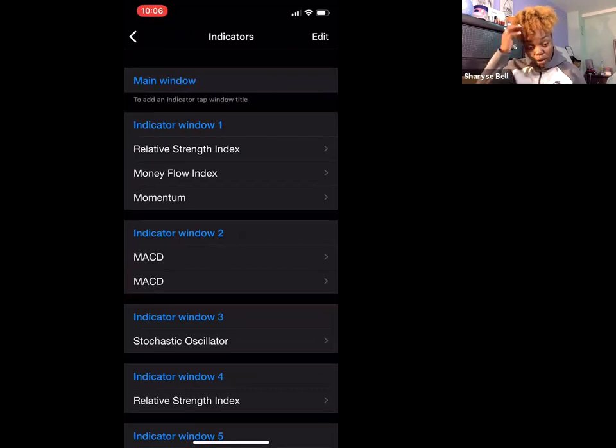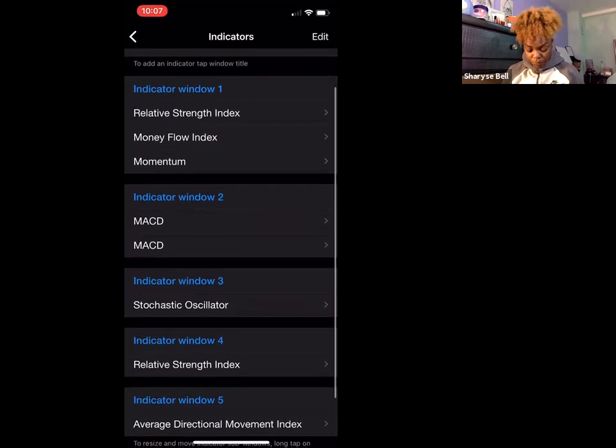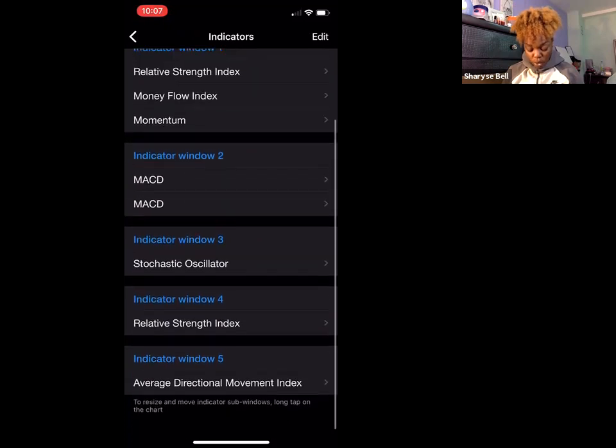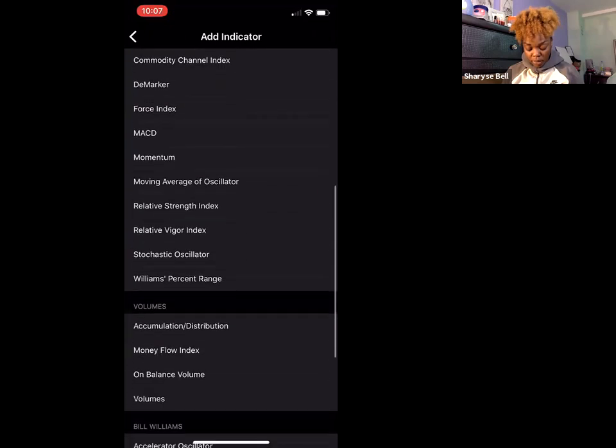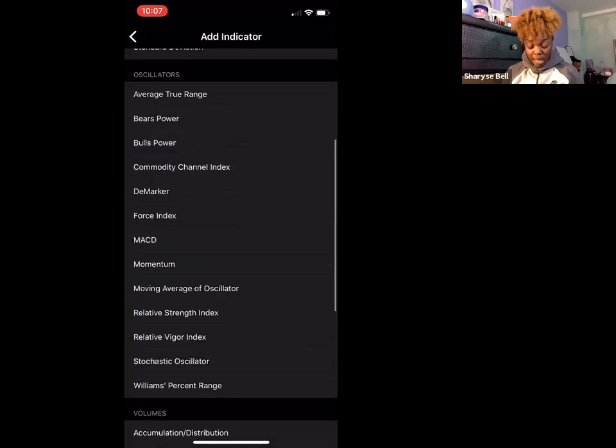Now, your RSI should automatically already be on your page as you log in. Like I said, it's one of the most basic indicators. They give it to you off rip, okay? So what you want to do now is go to your main window and you can add whatever other indicators you want to add to your chart, right?